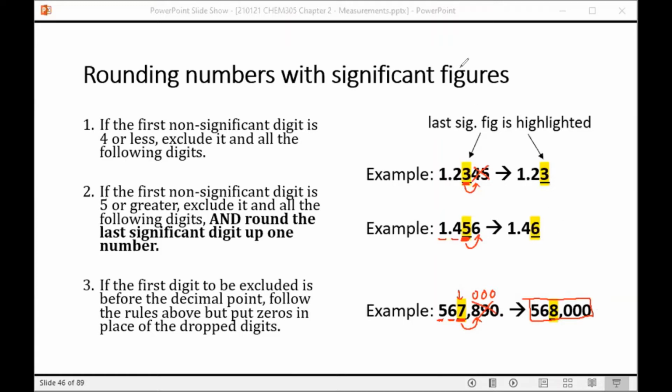And we purposely did not include a decimal point here. If we had included a decimal point, then we would have 6 sig figs. But by excluding the decimal point, our only sig figs are the 5, the 6, and the 8. It would have been even better to write this as 5.68 times 10 to the 5th.